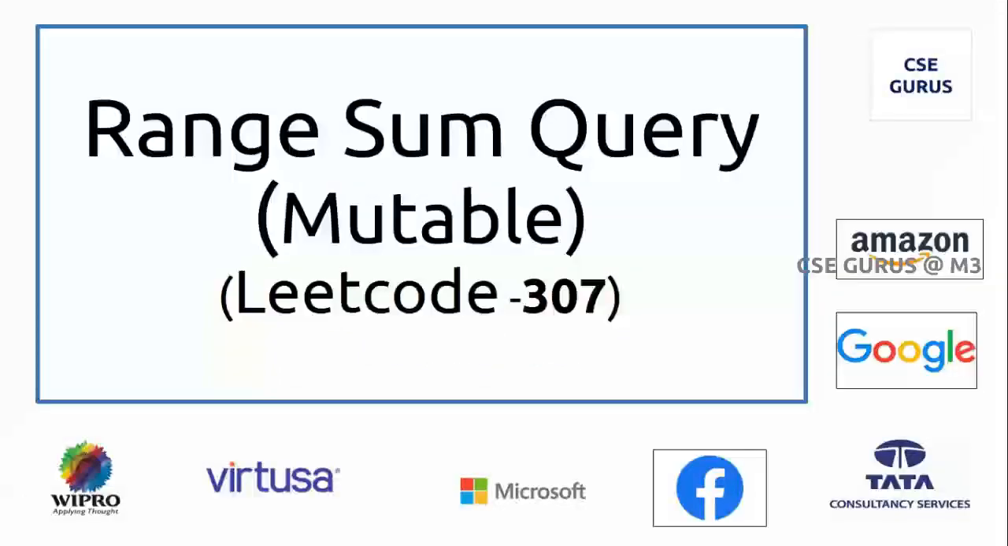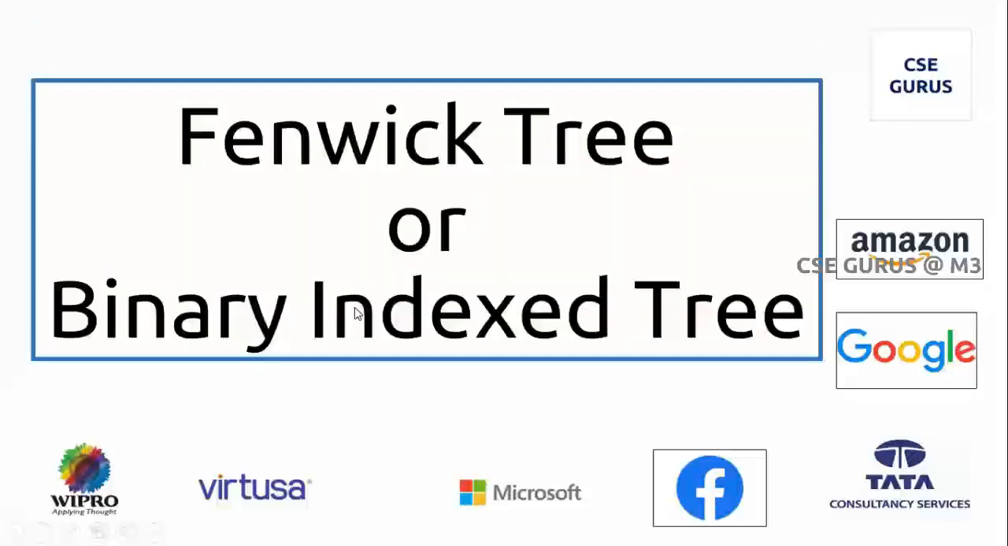The next question is Range Sum Query - Mutable, which is problem number 307 on LeetCode. We'll move on to this and solve it using a binary indexed tree, or what we call a Fenwick tree. Okay, we'll see this one first. We'll solve this one by using a binary indexed tree, or Fenwick tree.